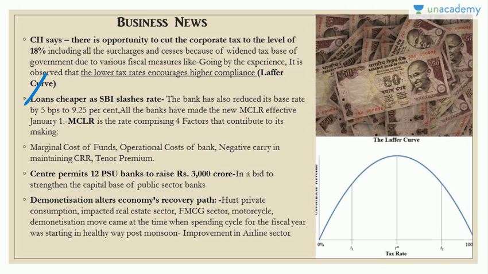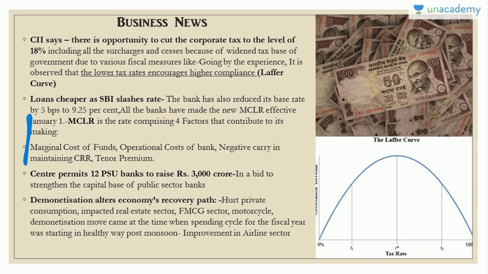There was a question on this as well in last year's prelims, and it includes marginal cost of funds, operational cost of banks, negative carry in maintaining CRR and tenor premium. So these are the four factors which contribute to its making. So you need to be aware of that. And the central government has actually permitted 12 PSU banks to raise rupees 3,000 crores, obviously to strengthen the capital base of public sector banks. And there was already a balance sheet problem and NPA issue going on.